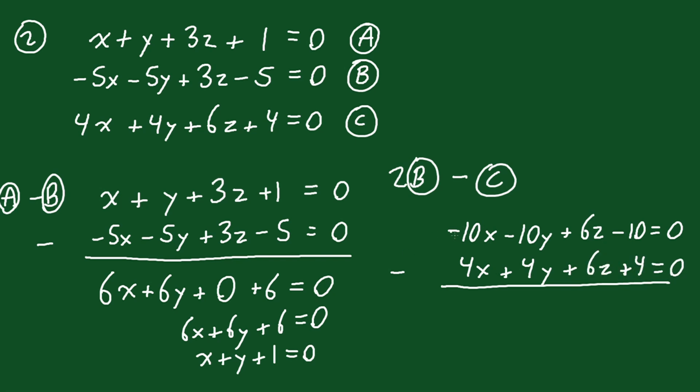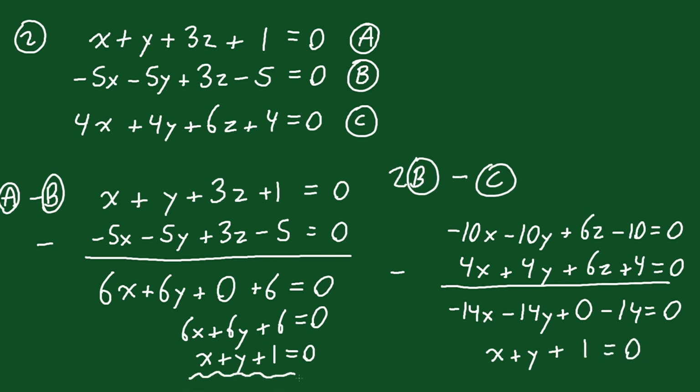And now I'm going to subtract. Negative 10x minus 4x is negative 14x. Negative 10y minus 4y is negative 14y. 6z minus 6z is going to be 0. That's what we want. Negative 10 minus 4 is negative 14, and that equals 0. 0 minus 0 is 0, right? So I have negative 14x minus 14y minus 14 is 0. I can divide both sides of the equation by negative 14, and I would get x plus y plus 1 is equal to 0. Well, this is quite interesting.